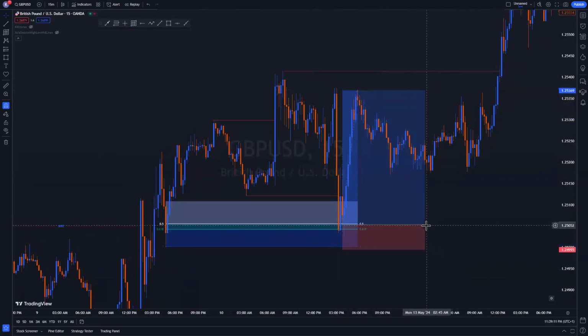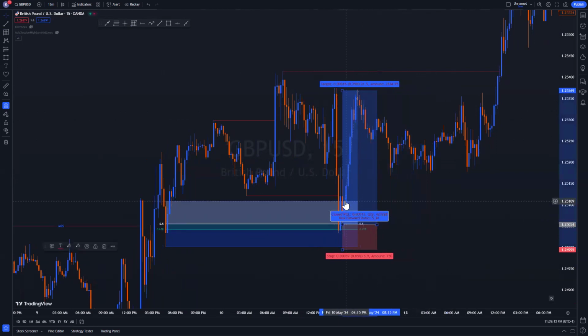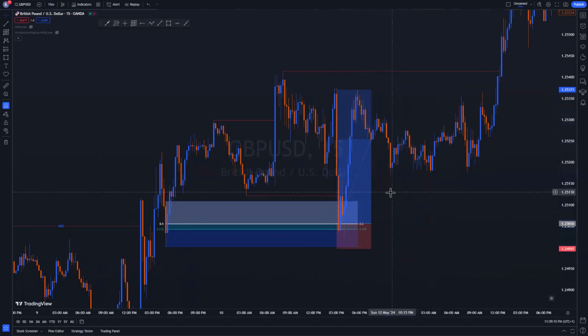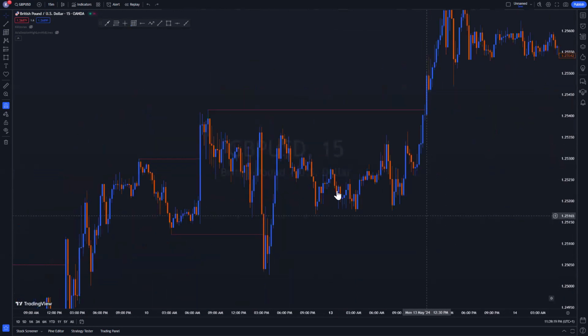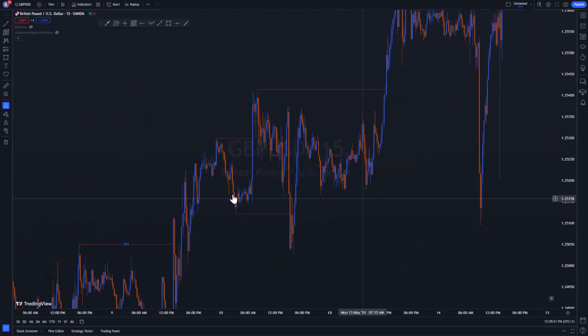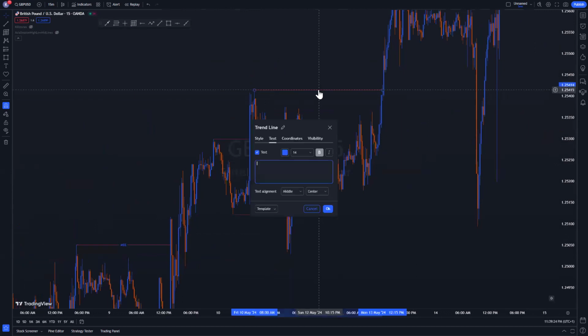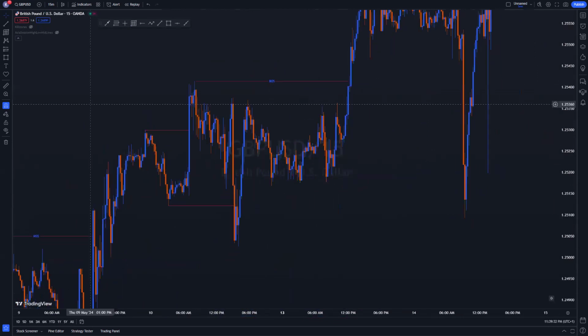Now this is one trade. But this is not the main trade I actually want to show you guys now. Still, we are going to be using the structure. So now at this point here, we had what? Another BOS.